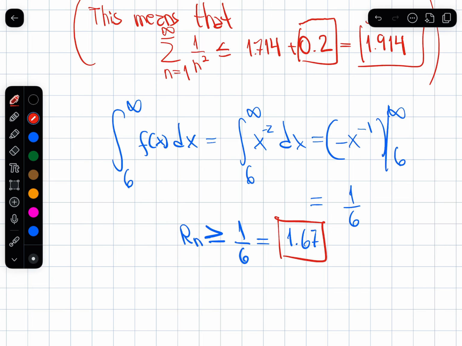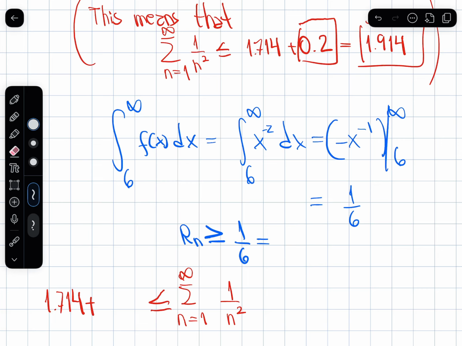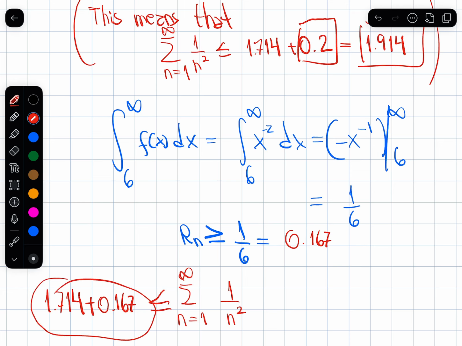So that means this has got to be more than 1.714 plus 0.167. I did this wrong again. I'm getting tired. So 0.167, like this. Okay, so this is the minimum value that the sum could have in my estimate, and the one on top is the maximum it could have. This is the most it could be, and this is the least it could be. So even though I don't know for sure what the answer is, I have a pretty good estimate.